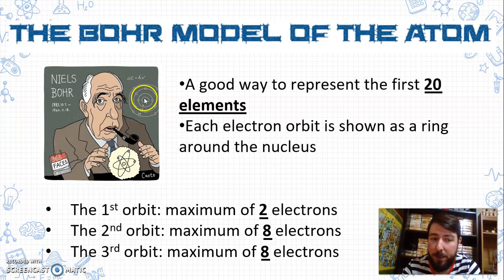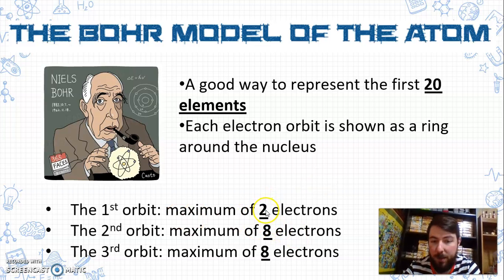So this first orbit can have a maximum of 2 electrons. Then we can add a second orbit if we need, and that one can hold a maximum of 8 electrons. And then we can add a third with another 8. We're not going to go too far beyond that. We're going to add a fourth orbit for a couple of elements, for potassium and calcium. But other than that, it's just good to know that it has this rule of 2, 8, 8.